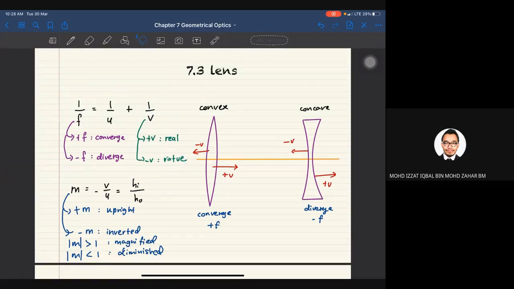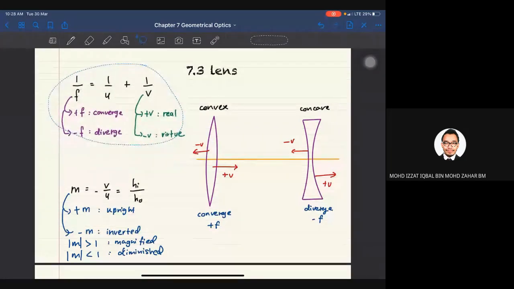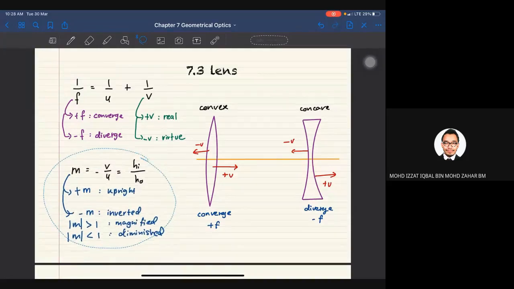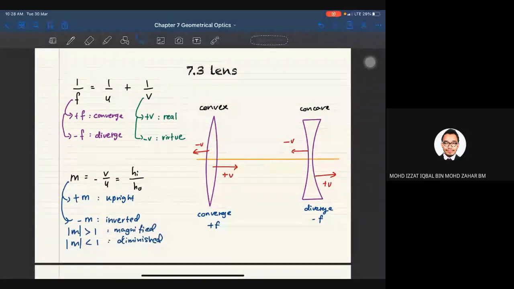Oops. Saya bawa ni. Bring this one a little bit up here. Okay. So far, any question? Okay. Tak ada. Saya punya phone mati.